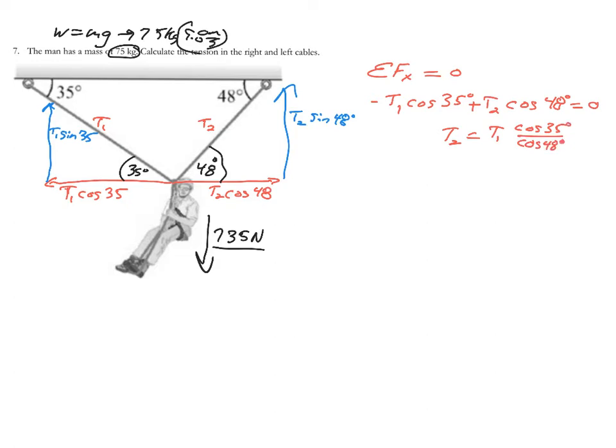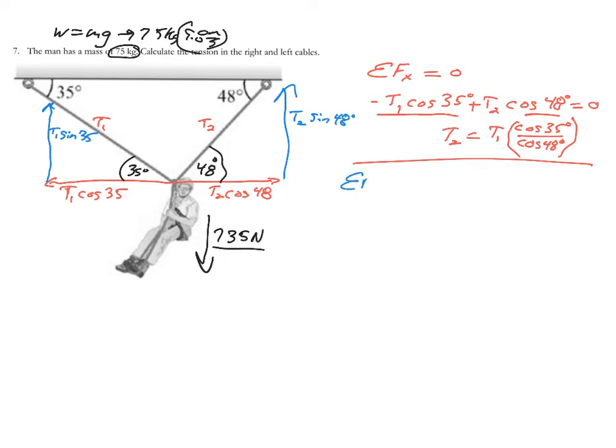I added this T1 cosine to both sides. That's why the cosine of 35 is up top. And then I had to get rid of this cosine of 48, so I divided both sides. It just kind of works better if you put it together like that. You do enough of these, you can kind of see it coming.